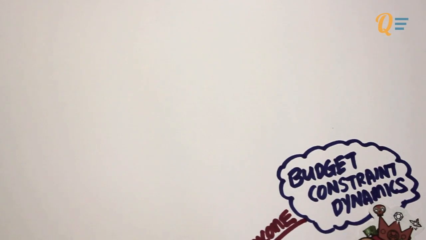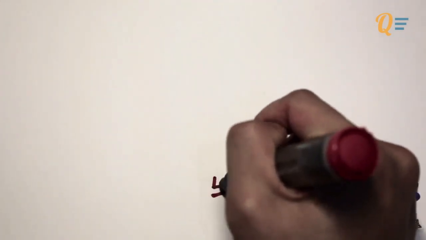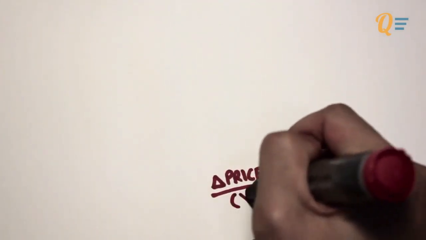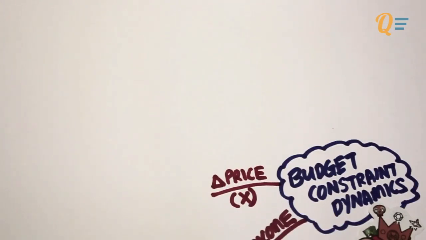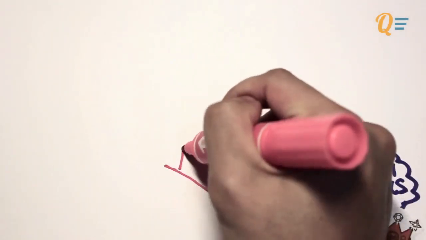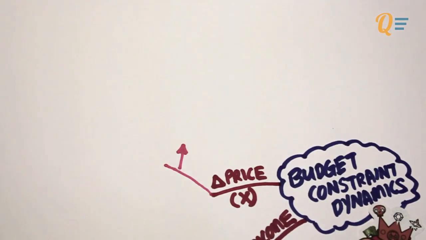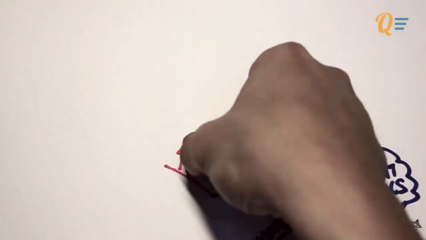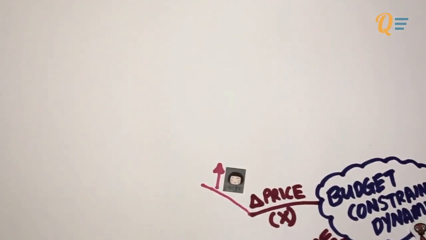We now move on to the next type of budget constraint dynamics, which is obviously changes in price. Let's just talk about the price of good X. Price can increase. And what do you think this would mean to the consumer? Is it a good thing or is it a bad thing? Well, obviously it's a bad thing. I mean, something that's more expensive wouldn't be very nice.